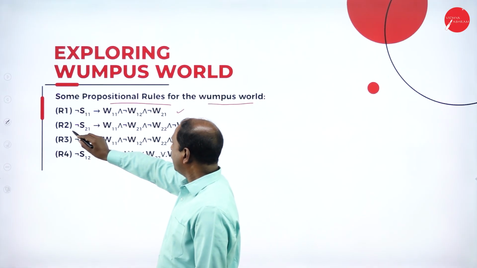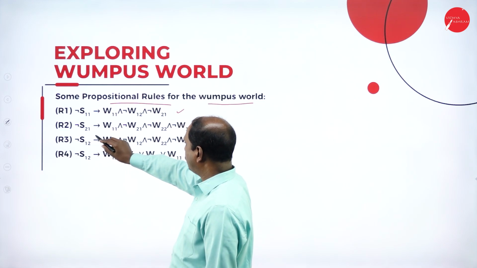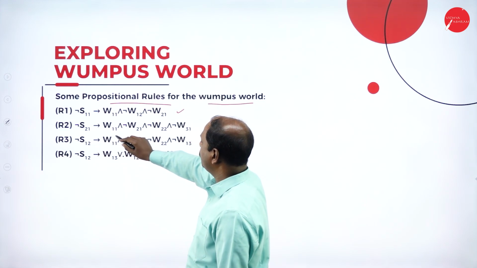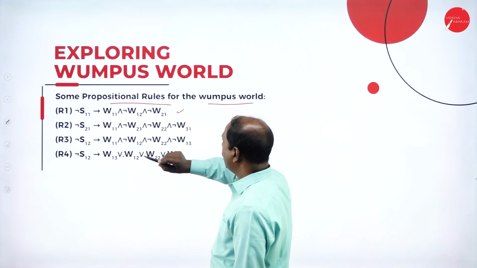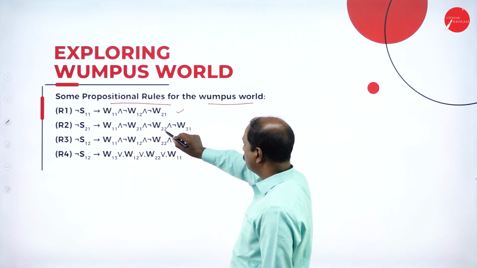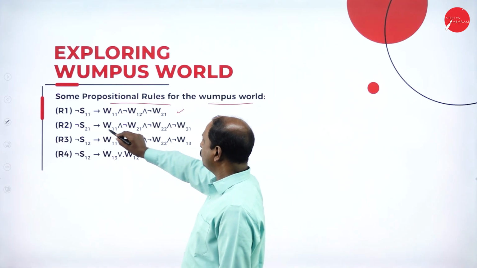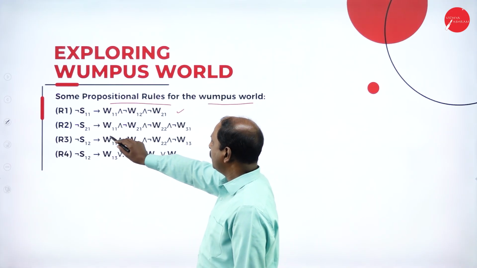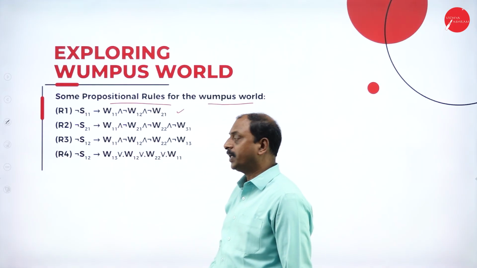And at S2,1, at the second row, 2,1, that is W11. If that is the case, there is no Wumpus in 2,1 and no Wumpus in 2,2 as per the condition, and even 3,1. So there is no Wumpus at these positions, and no Wumpus in 1,1. This is the first location.